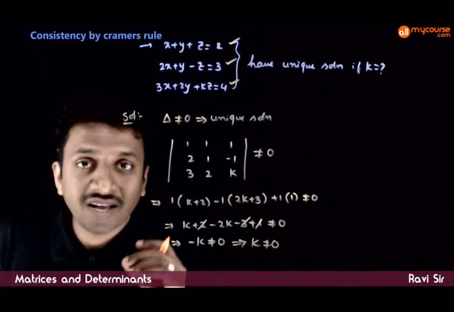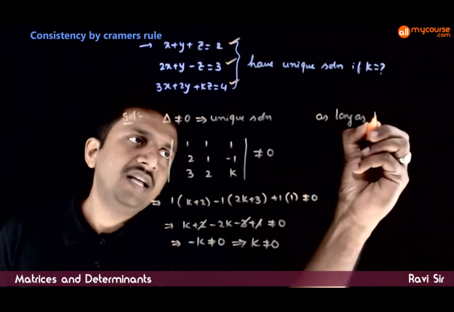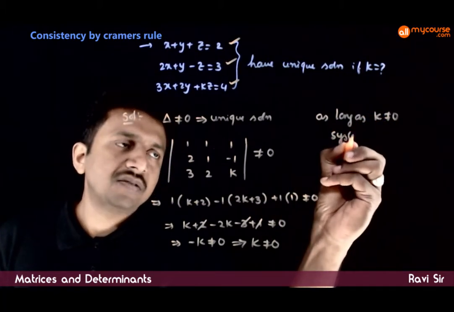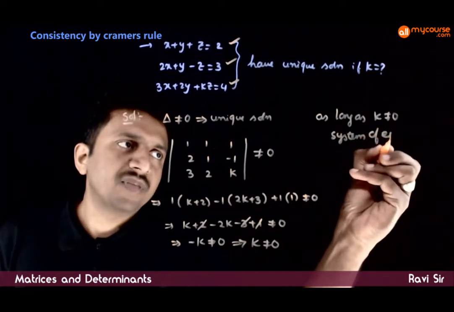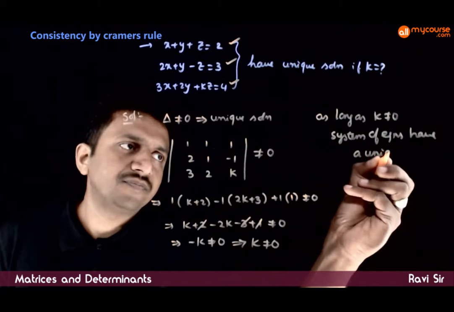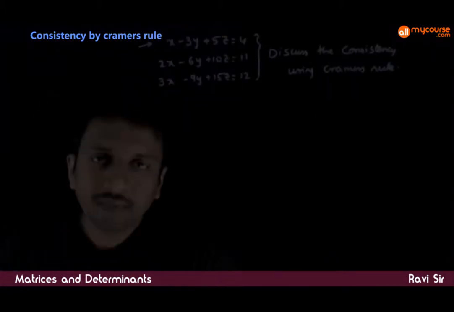So that means as long as k is not equal to 0, the system of equations has a unique solution. So that's the answer to this question.